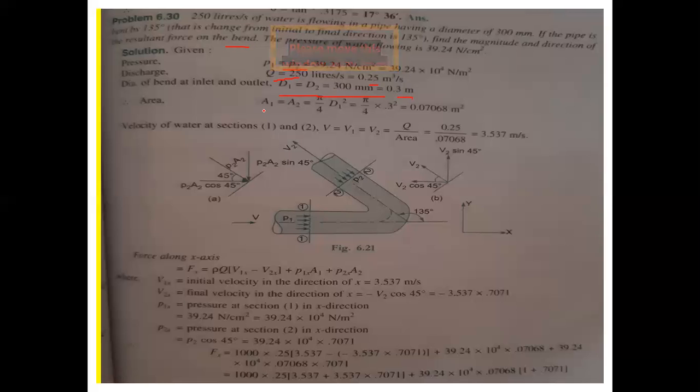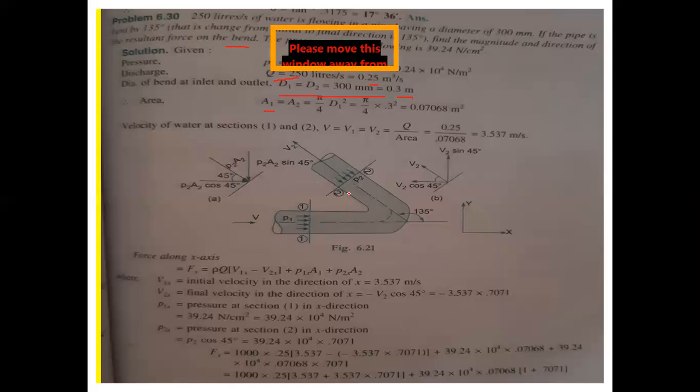Now what is the area? With the diameter, area 1 is equal to area 2, which is equal to pi d square by 4, which is 0.07068 meter square. That is the area we got. Now what is the angle given? The angle is given as 135 degrees.